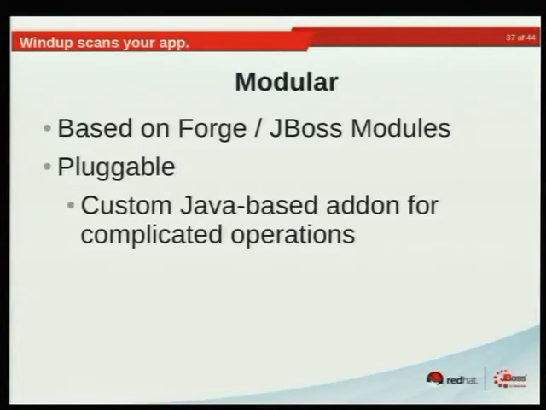Windup is modular. It's based on JBoss Forge, or JBoss Modules, and it's pluggable. As I was talking about the Ruby integration, if you want to migrate your Ruby applications, you would do it as a new module. Simply, you don't need to change the source code of the Windup core. You need to make your own module, put in your own custom conditions and operations, and wrap it into an add-on, which is basically a jar, and put it to Windup's class path. And it will just load it. And if you made it well, then you will have your add-on available and your operations available in the XML rules.